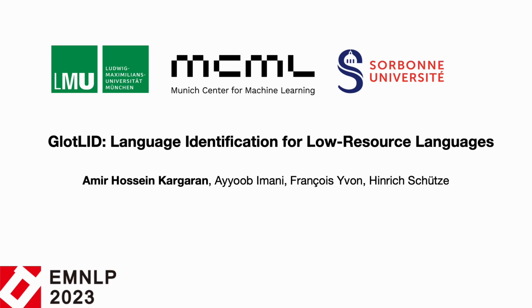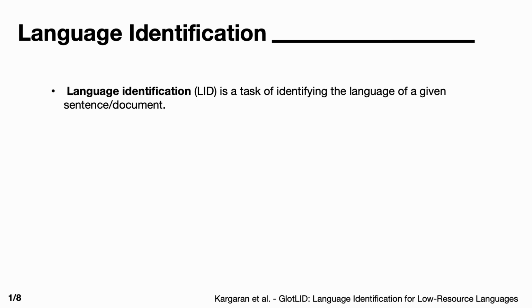Hi, my name is Amir Hossein Kargaran, and today I'm going to talk about our paper, GlotLID: Language Identification for Lower Resource Languages. This is a joint work with my collaborators from LMU in Munich, MCML, and Sorbonne University. Language identification, or LID, is the task of identifying the language of a given sentence or document.